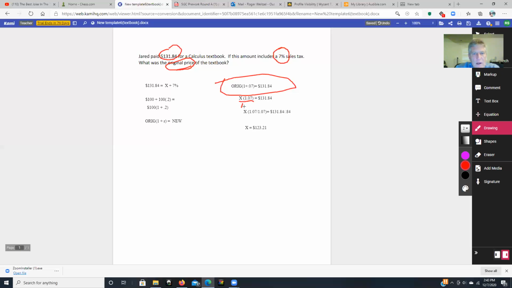I'm going to divide by 1.07, divide by 1.07, and that's what I'm showing here. When I do that, I get this. Naturally, this number I started with is going to be less than the final amount. So I feel good about that. So the original price is $123.21.